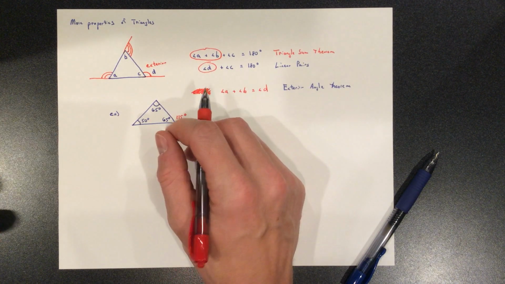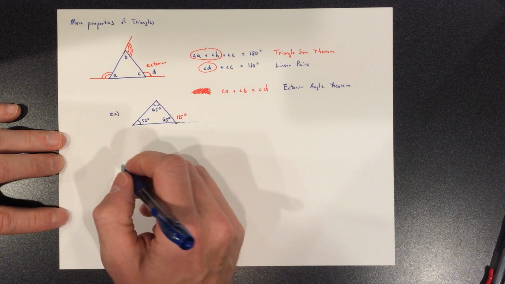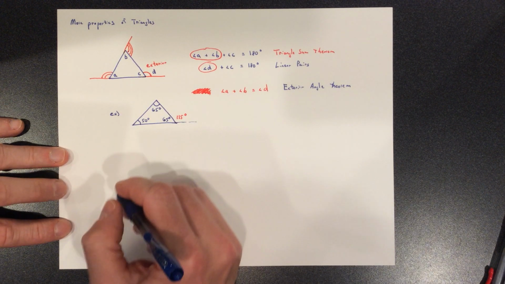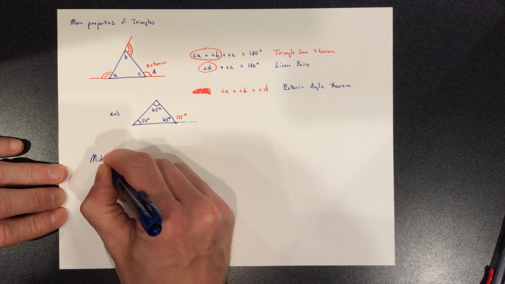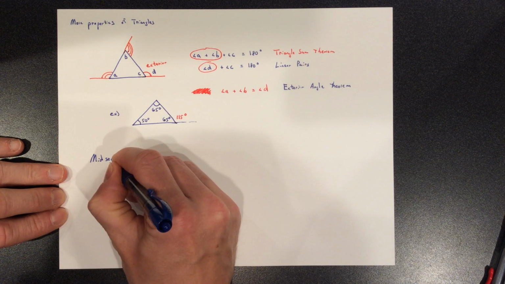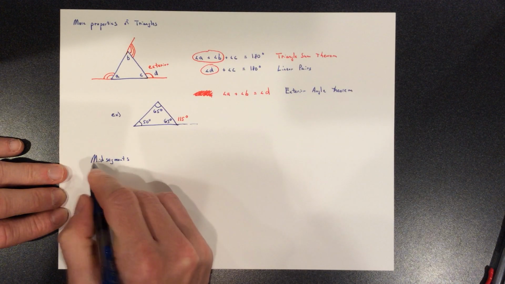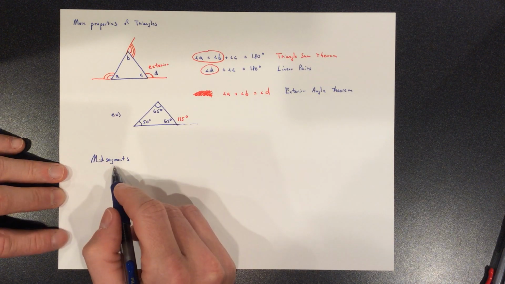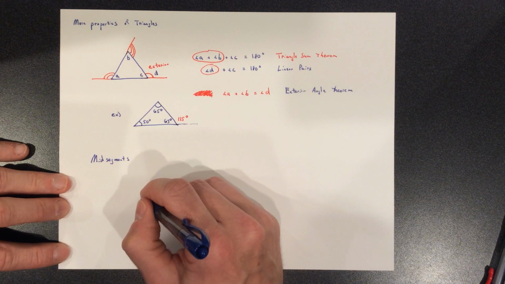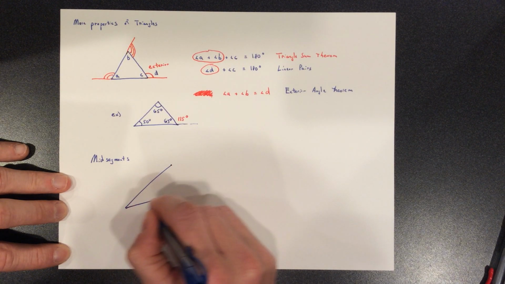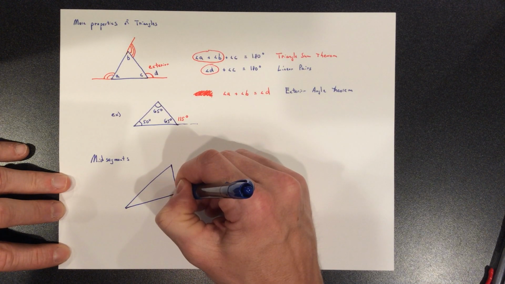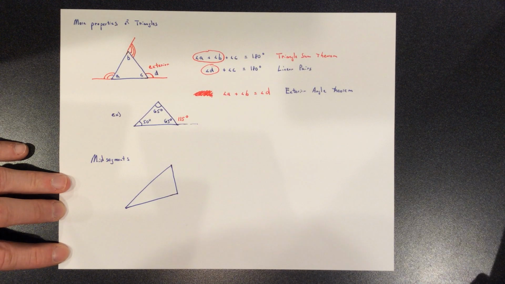Not too bad, right? Okay, one more thing in this particular video, and let's look at mid-segments. Mid-segments. So, mid, meaning midpoint, and segments, meaning just kind of a line segment. So let's take some triangle. Okay, first, we gotta be able to find these mid-segments.